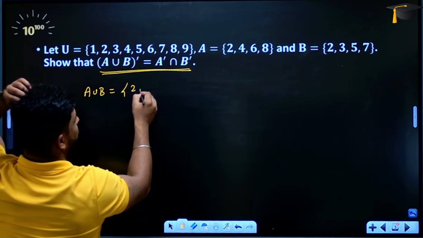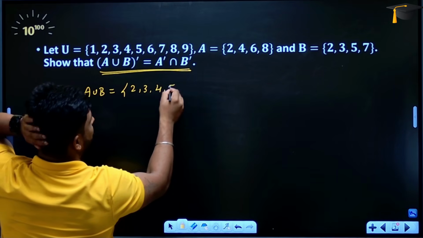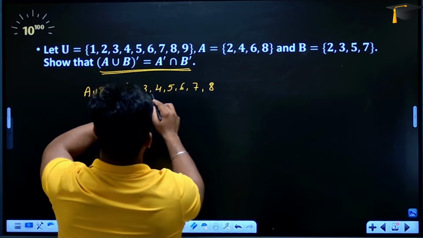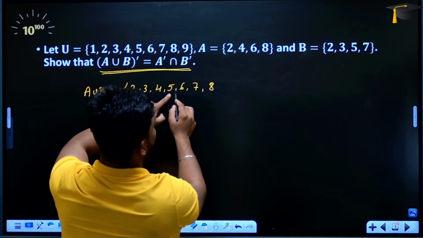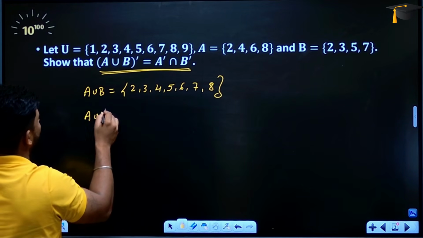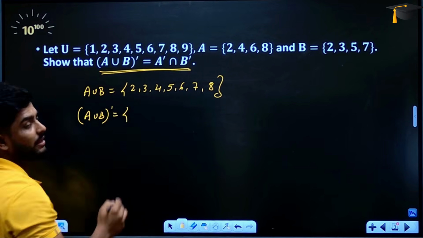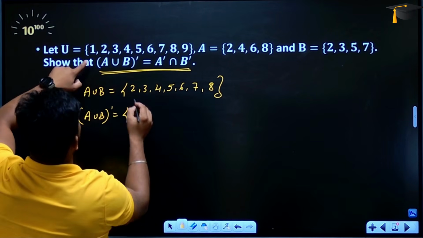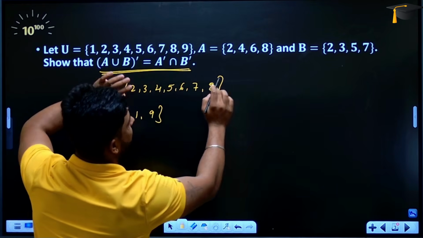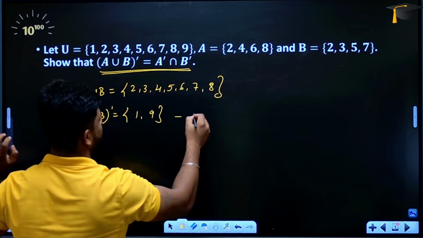It's actually 2, 3, 4, 5, 6, 7, 8. Yeah, it's A union B. Next, A union B the whole dash. Now this set we have to compare with the universal set to get that. So here it is 1 and 9, right? Okay, so it's 1 and 9. So this is equation number 1.